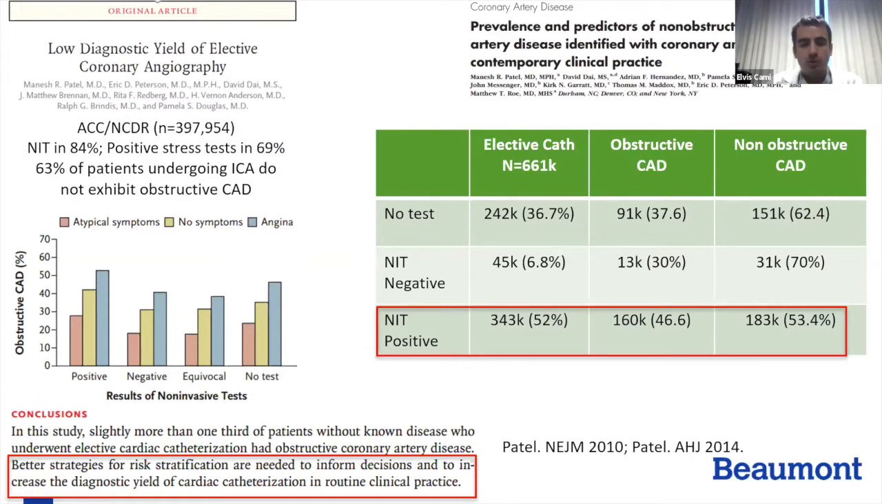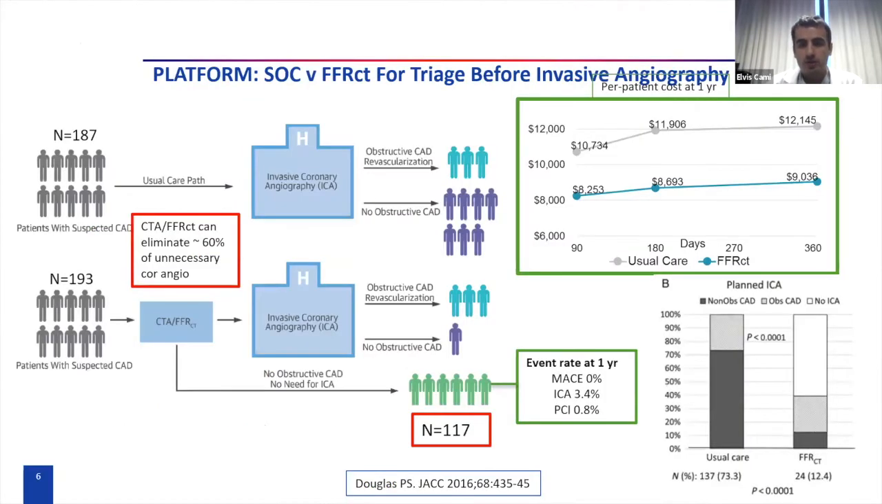So the current method of using stress tests is not very good at selecting patients that need to be in the cath lab, that need an intervention. Because the idea is you go to the cath lab if you need to get a stent, but if you don't need a stent, then you don't need the invasive procedure.